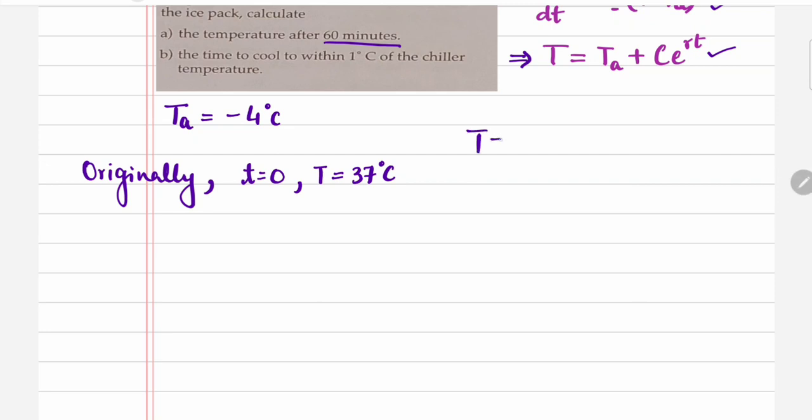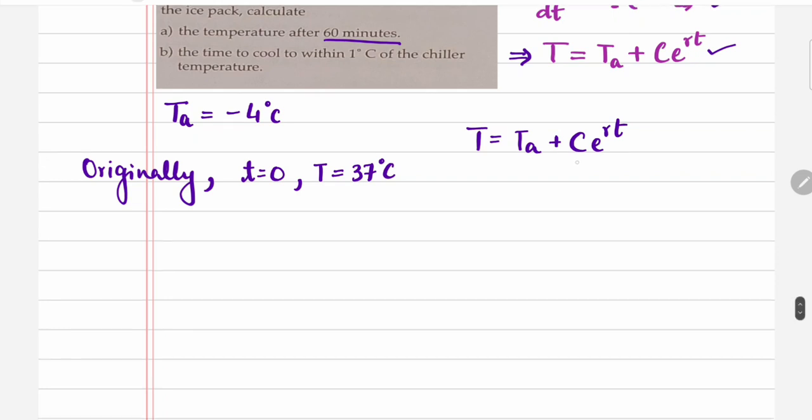So we have T equals TA plus Ce^(rt). Now we have two unknown values there. We have C, which is unknown. We have r, which is unknown. We don't know what time it is, though 16 minutes is given and we might have to use it somewhere. TA and T are given to us.